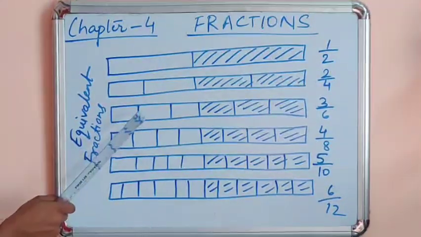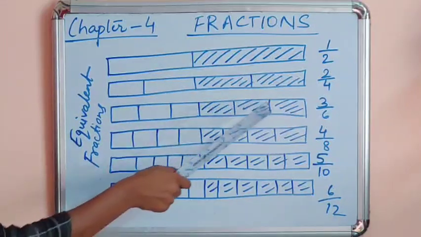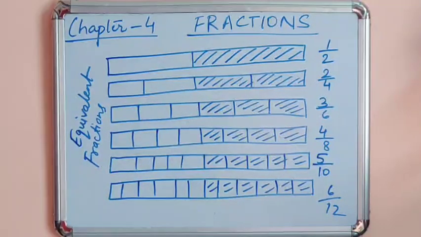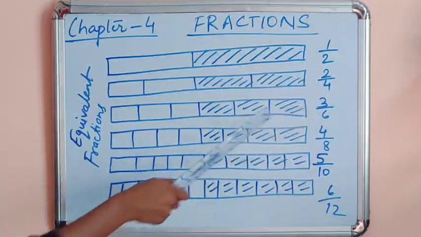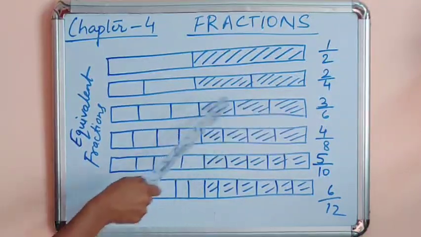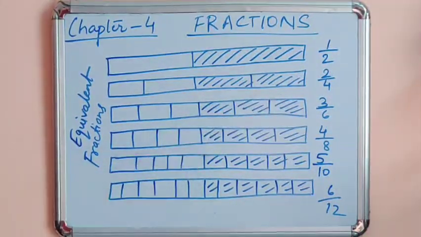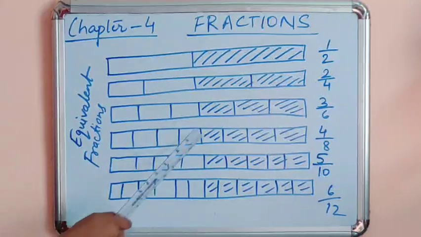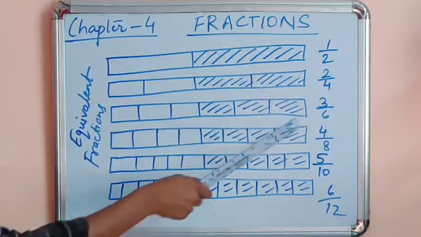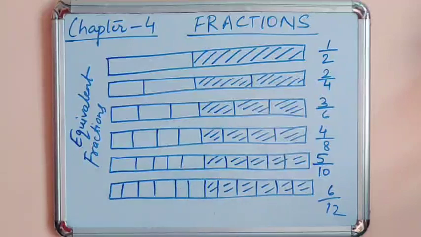Now in this figure, again we have divided this into 6 equal parts. So 6 will be in the denominator and the shaded portion has 3 boxes, so 3 in the numerator. Now in the fourth one, we have divided this into 8 equal parts and 4 boxes are shaded. So 4 in the numerator and 8 in the denominator.